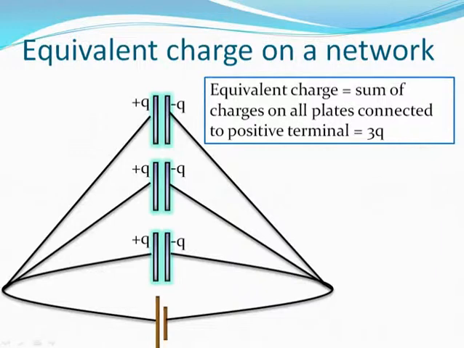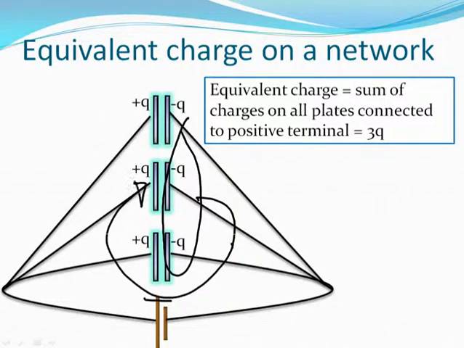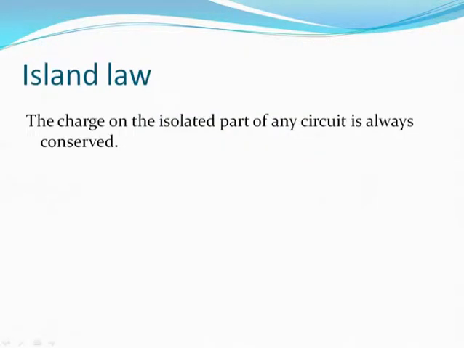Now this equivalent charge on the network physically represents the net charge that the battery is extracting from one plate and transferring to the other plate. For example, the battery here is extracting a charge Q from all these three plates and it's transferring that charge Q to all these three plates. So the net charge transferred by the battery is basically the equivalent charge on a network. The next concept we're going to study is the concept of island law.